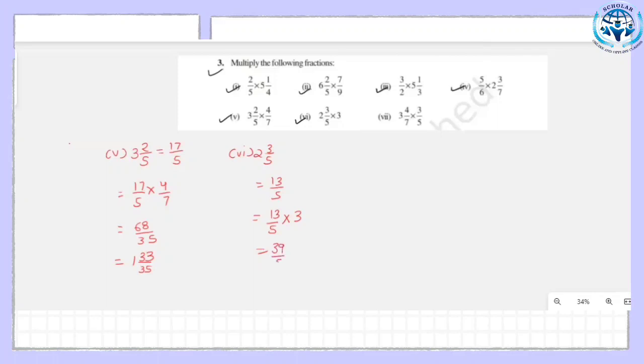Now 13 3 ja 39, 39 by 5. When we divide both, we get 7 4 by 5.